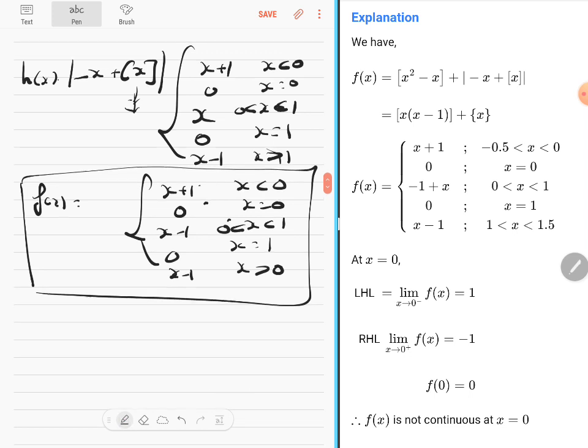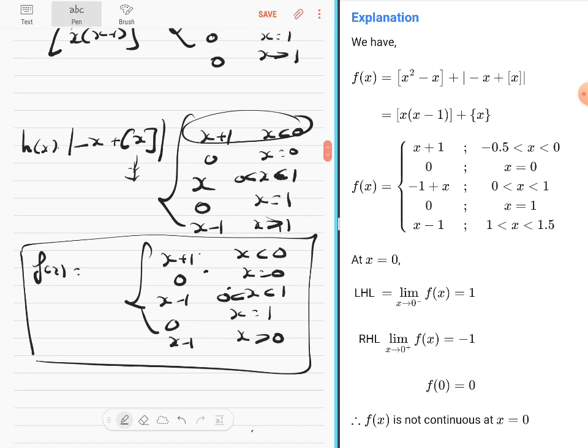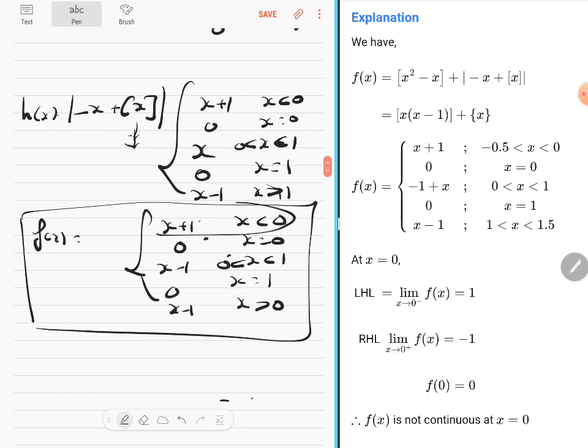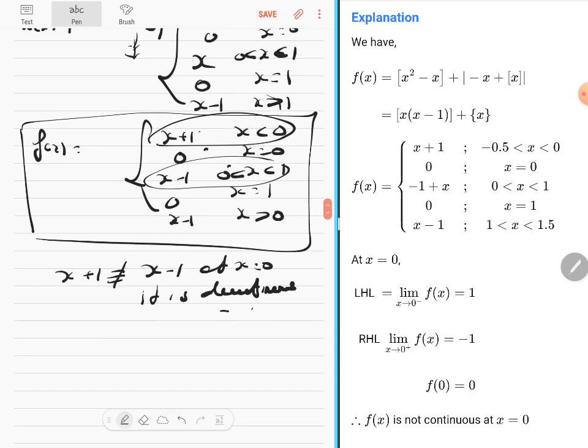Checking continuity at 0: to the left side of 0, it's x plus 1. You have to check only f of x. To the left side of 0 it's x plus 1, to the right side of 0 it's x minus 1. So x plus 1 will never be equal to x minus 1 at x equal to 0. Therefore it is discontinuous at x equal to 0. Discontinuous. So let's look at 1.